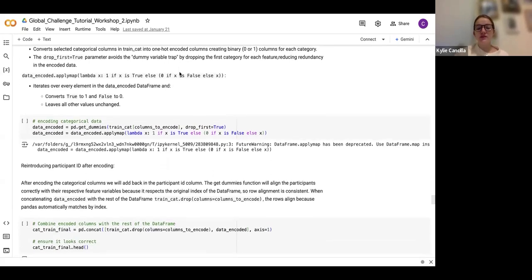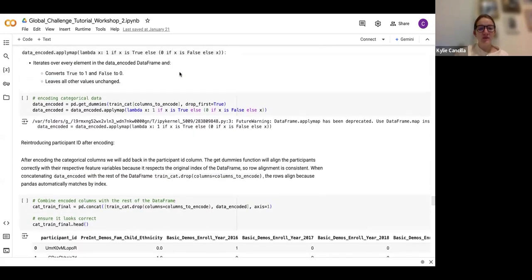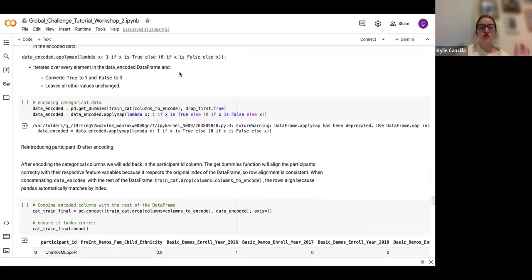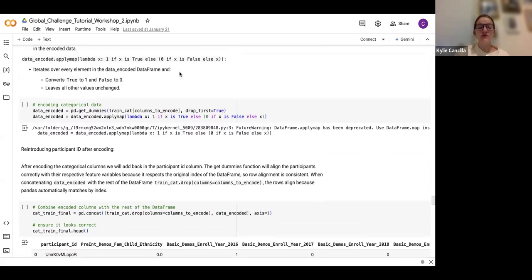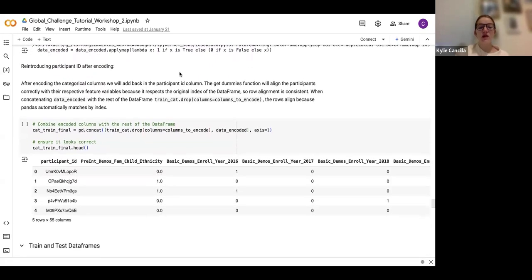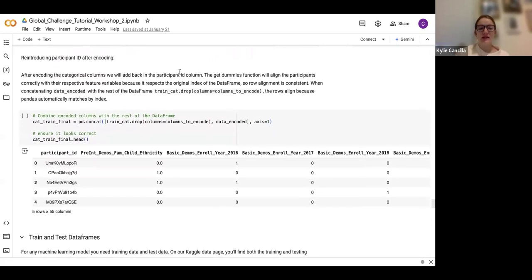After we use get dummies, we're going to use apply map. This function converts those true and false binary values to 1 and 0, 1 for true, 0 for false. That's just to make these variables ints and ready for machine learning, because we don't want true or false values. And after encoding our categorical columns, we will add back in the participant ID. The get dummies function will align the participants correctly with their respective feature variables because it respects the original index of the data frame. So row alignment is consistent if you are worried about that.